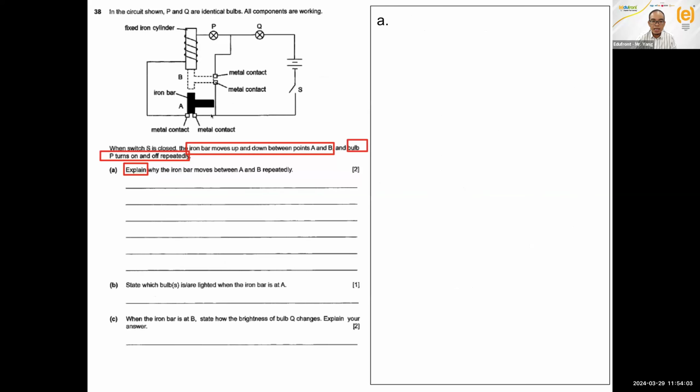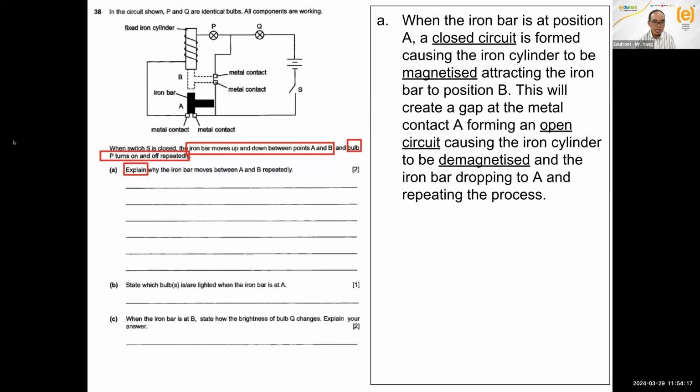Okay, let's go to the answer itself. Part A. When the switch is closed, the iron bar moves up and down between A and B. Explain why the iron bar moves between A and B repeatedly. Okay, so what's the answer? This one you guys know already. So when the iron bar is at position A, it forms a closed circuit, causing the iron cylinder to be magnetized.